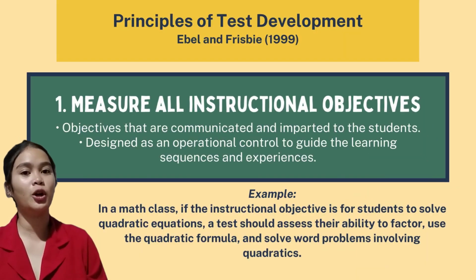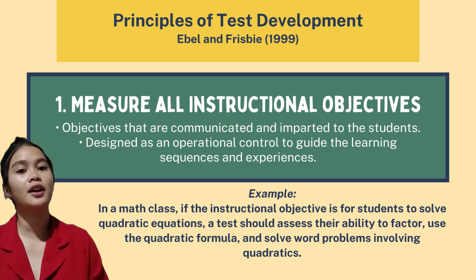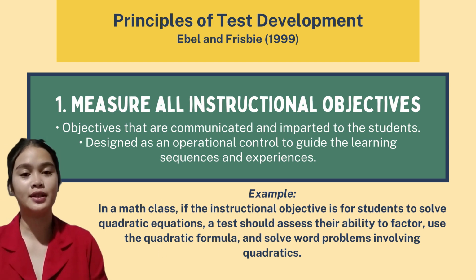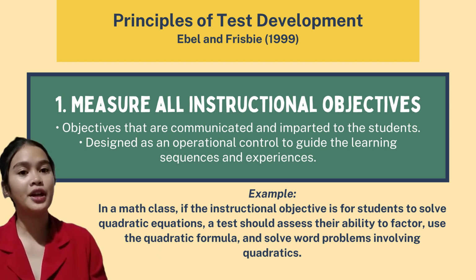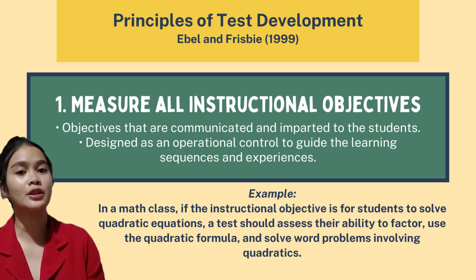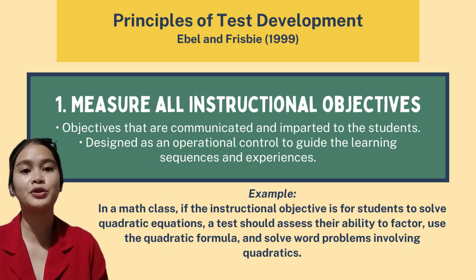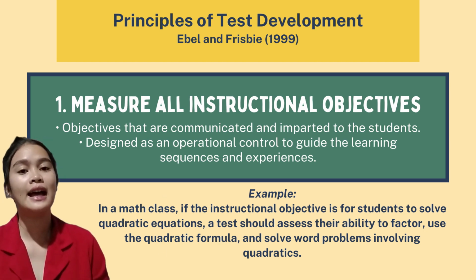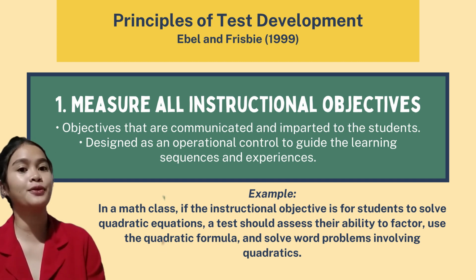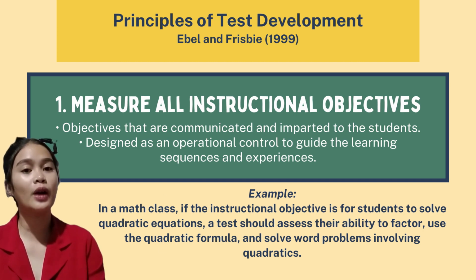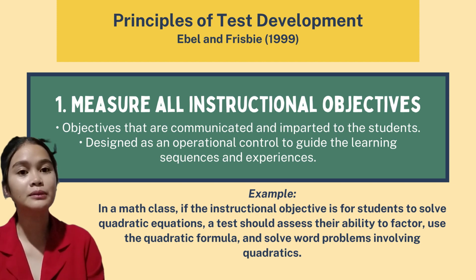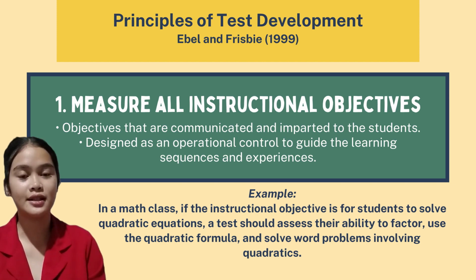1. Measure all instructional objectives. Objectives that are communicated and imparted to the students, designated as an operational control to guide the learning sequences and experiences. Example: in a math class, if the instructional objective is for students to solve quadratic equations, a test should assess their ability to factor, use the quadratic formula, and solve word problems involving quadratics.